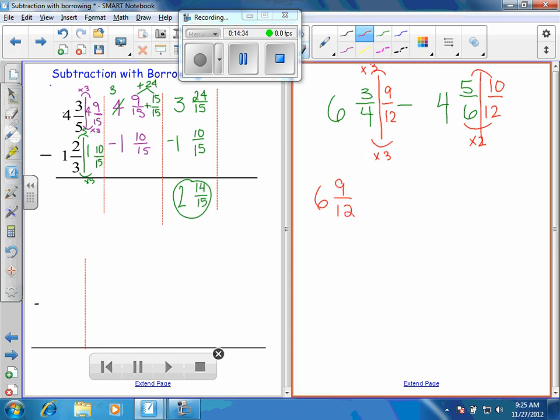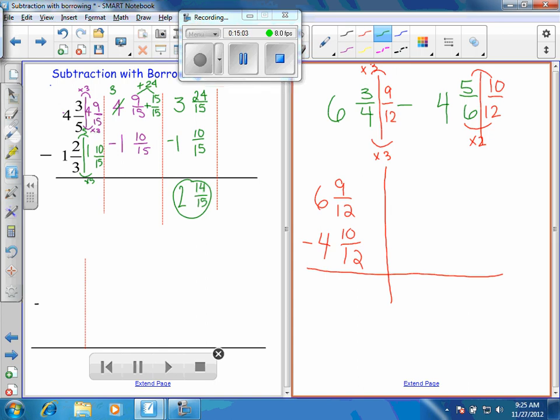And take away 4 and 10 twelfths. And it really helps, I think, to do the vertical because then you remember to subtract the bottom from the top. And what's the problem here? You can't take away 10 from 9. So we're going to borrow. So did you have a question or did you want to keep going?